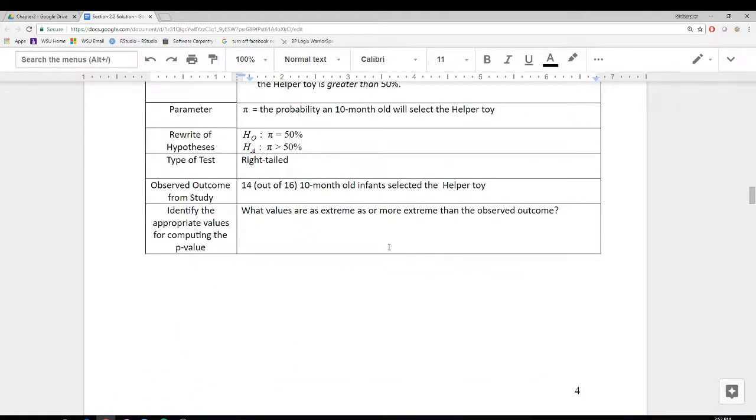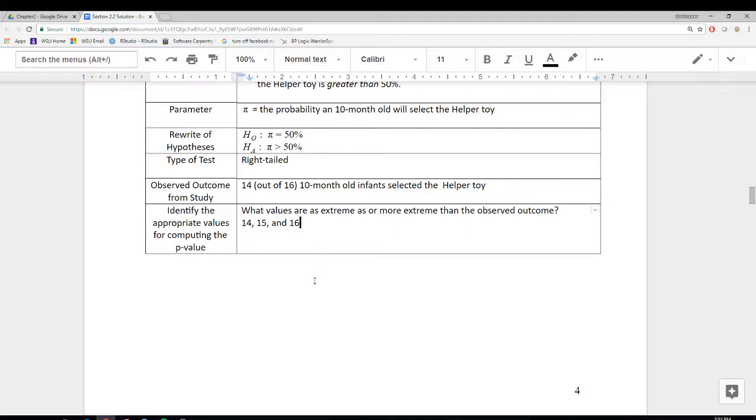So what values are as extreme or more extreme than the observed outcome? That would provide even additional evidence for the research question. Well, here that's going to be 14, 15, and 16. So these values here are as extreme or even more extreme and provide evidence for the research question.